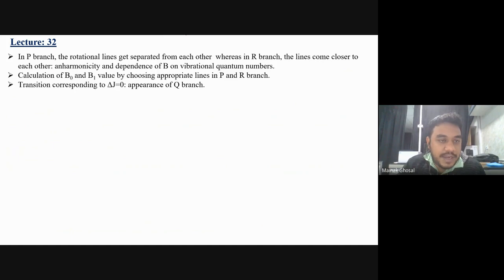For this, two concepts were introduced. The first is the concept of anharmonicity, that is, the harmonic oscillator model does not hold, and the second is the dependence of B on the vibrational quantum numbers. If you remember from the previous discussion, when we discussed the total energy, the B value of the v equals 0 level was considered to be B0, and the B value of the v equals 1 level was considered to be B1. So it was also discussed.